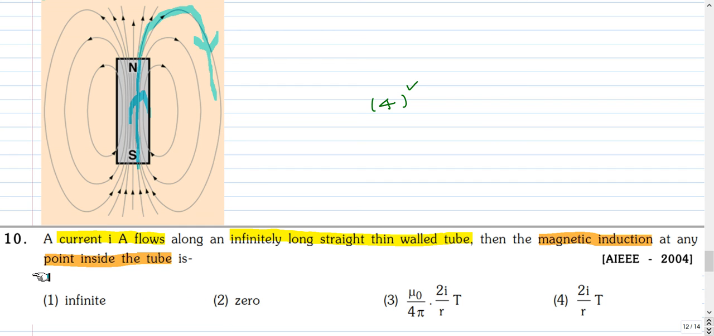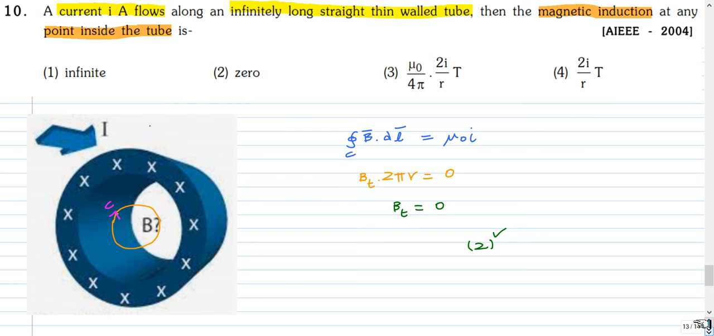This is the next question. A current I amps flows along an infinitely long straight thin walled tube. Then the magnetic induction at any point inside the tube is. You can pause and attempt this question. So this is a long hollow tube carrying a current I into the plane of paper. So you have to find the magnetic field at a point inside this tube.